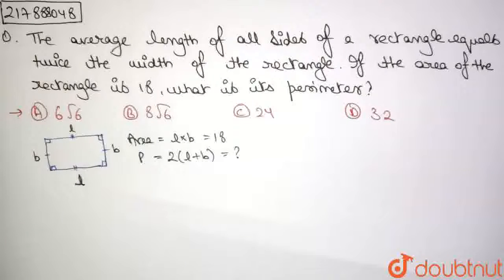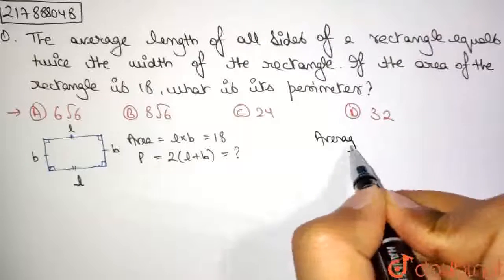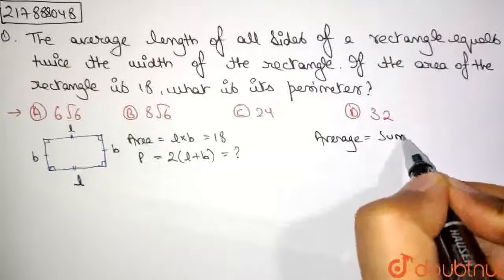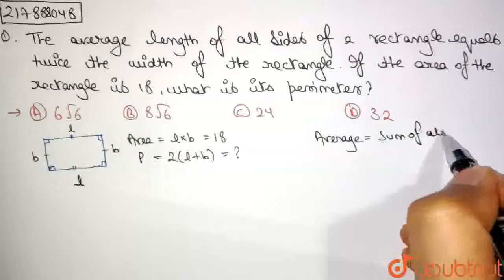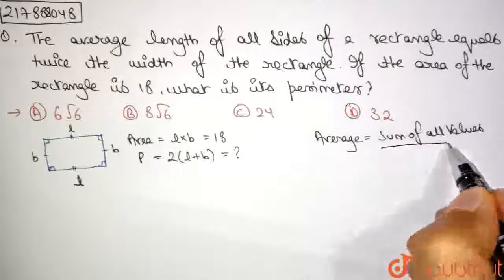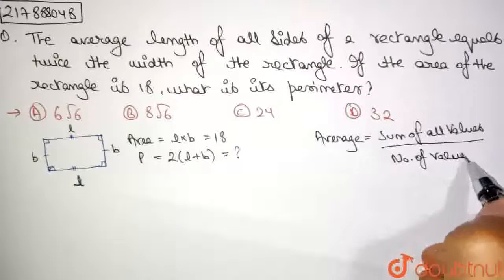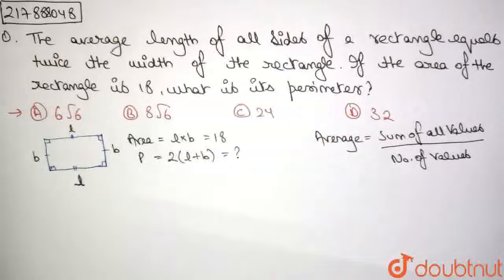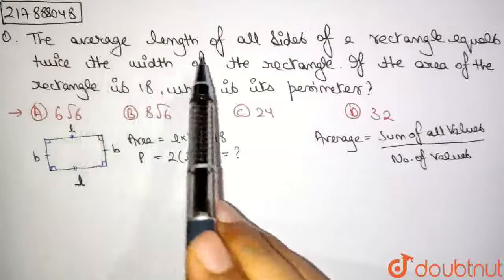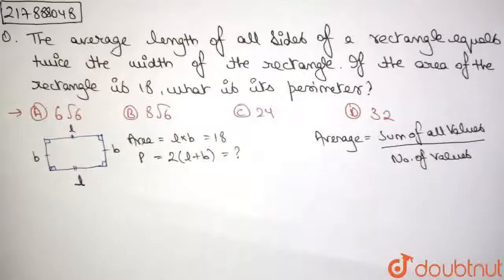So what is an average, right? An average is equal to the sum of all values divided by the number of values. So here it is given that the average length of all sides of a rectangle equals twice the width of the rectangle. So it's a big statement, so let us break it down in parts.